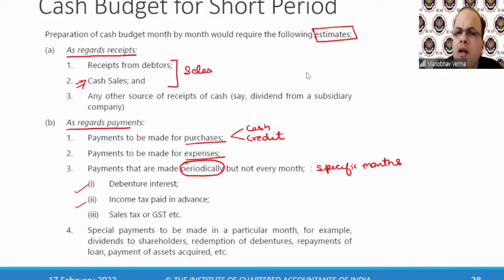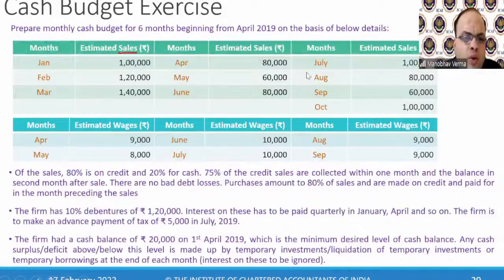Like in this example, I don't see any information with respect to any cash purchases. So all the purchases are credit. So we will be flexible based on the information given to us in the question.